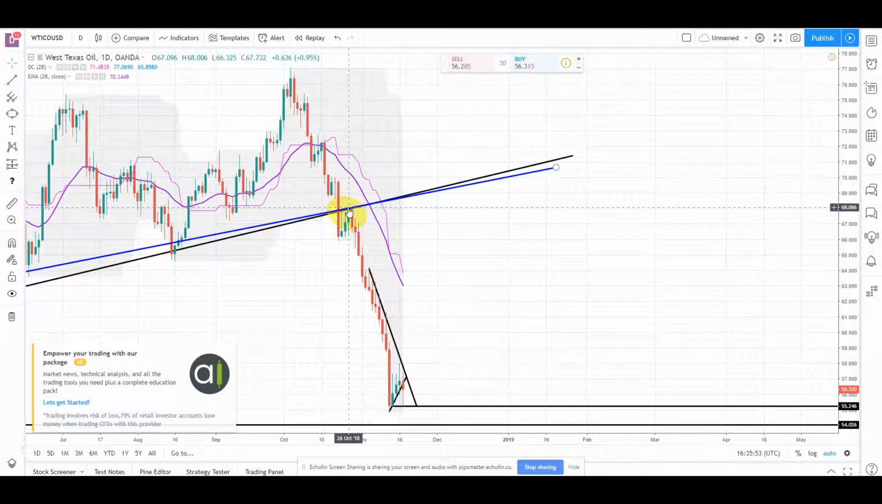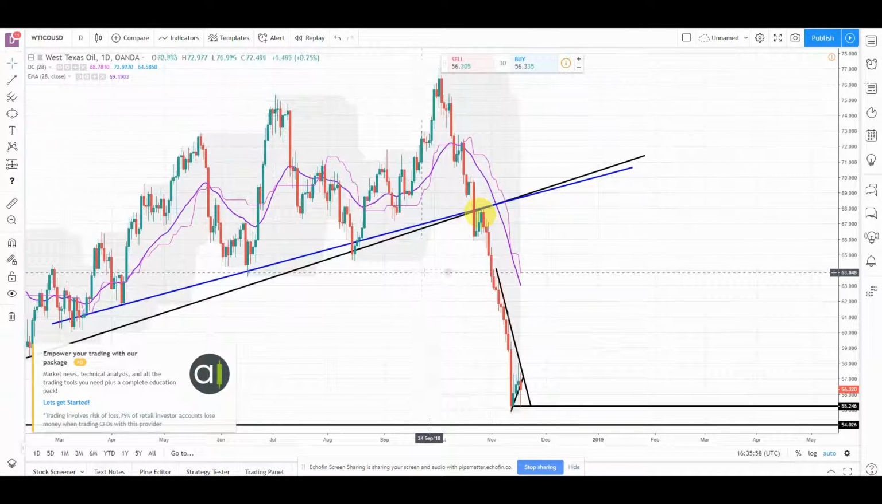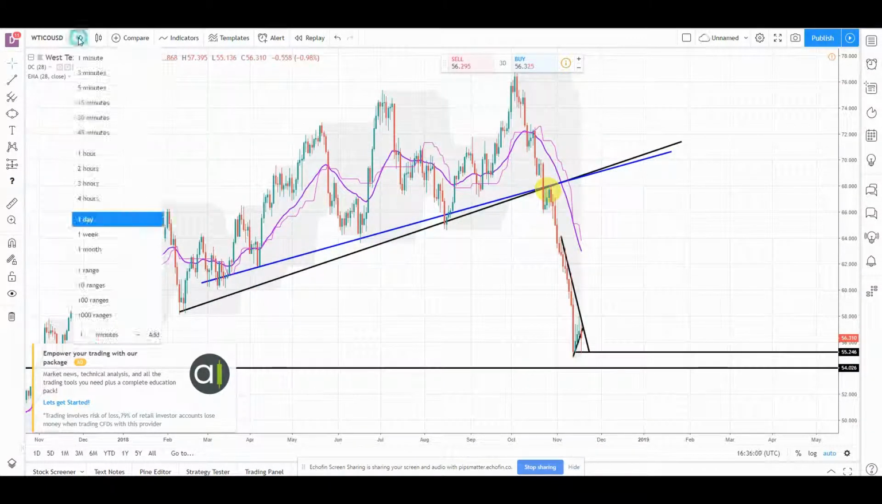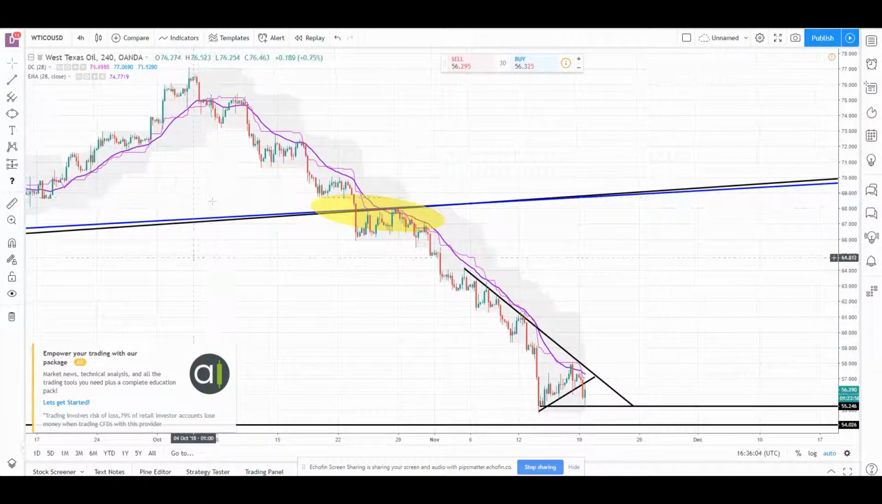Right? They both get retested there. Price nowhere near the DC and EMA combo and continues lower. Now when we come to the 4-hour chart, you'll of course find much more trading opportunities.